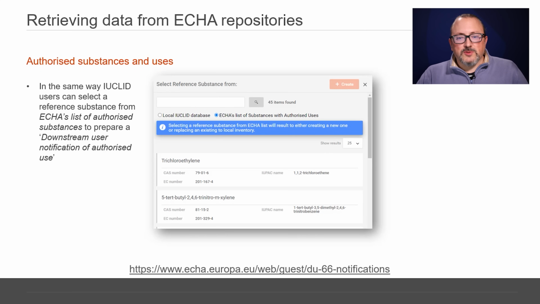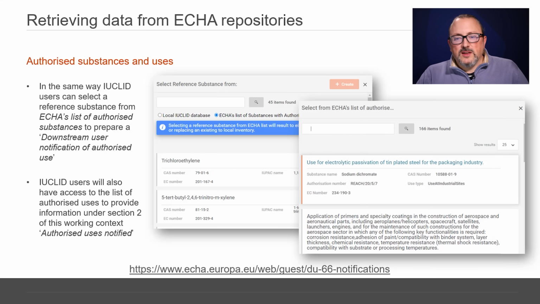When completing the REACH downstream user notification of authorized uses working context, Euclid users are now able to view and to select the appropriate reference substance from ECHA's list of substances with authorized uses to prepare a downstream user notification of authorized uses. And similarly, users also have access to ECHA's list of authorized uses to provide information under Section 2 of this working context.